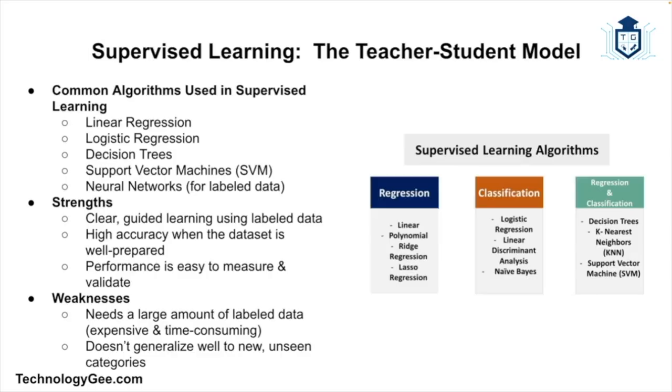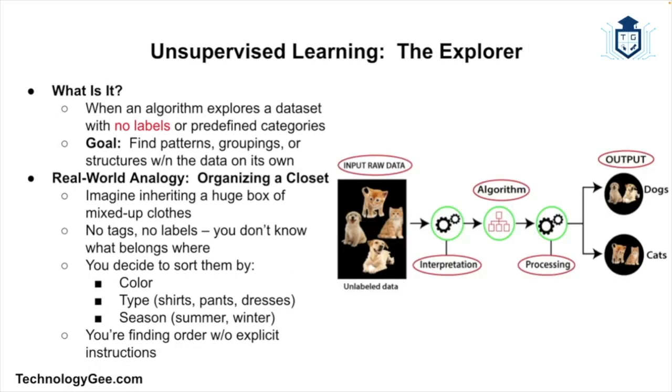And the strengths of supervised learning are that it provides clear guidance with labeled data. There's high accuracy if it is trained well, and it's also easy to measure its performance. Its weaknesses: it requires a lot of labeled data, which can be expensive and time consuming, and it cannot handle unknown categories very well. All right, so let's talk about unsupervised learning.